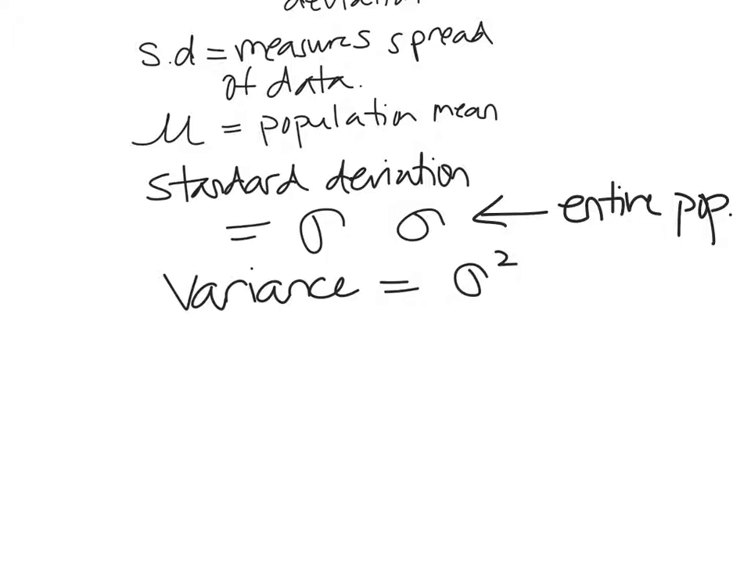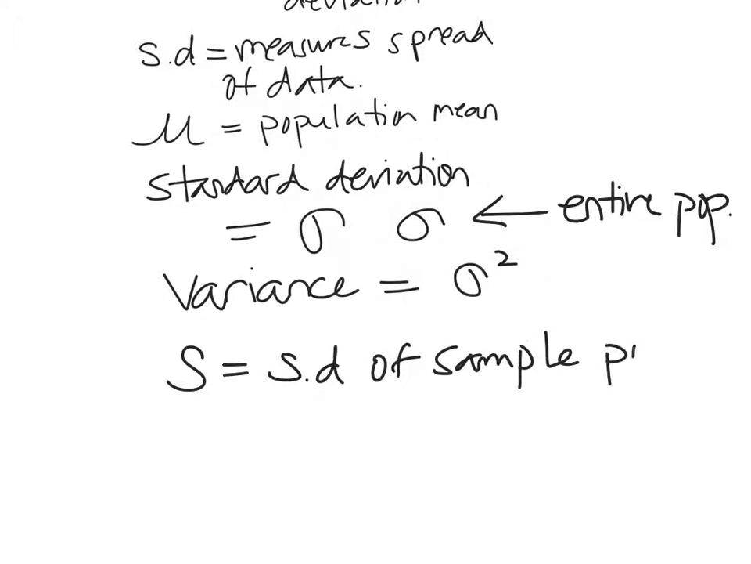So when we don't have an entire population, then we use S instead. This is the standard deviation of a sample population. They're usually going to be very close to one another, so some people like to use one, some people like to use a different one.